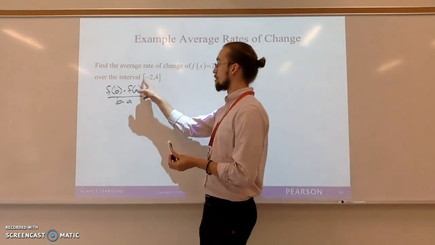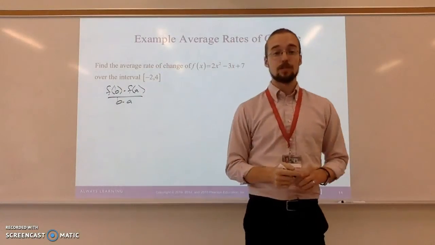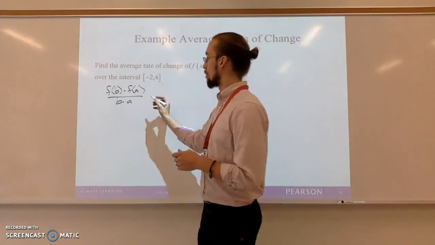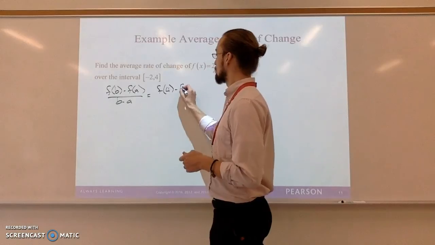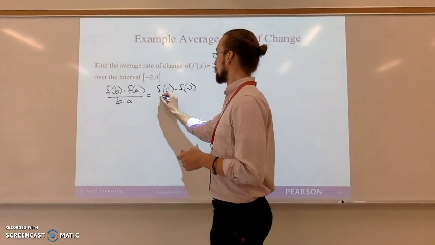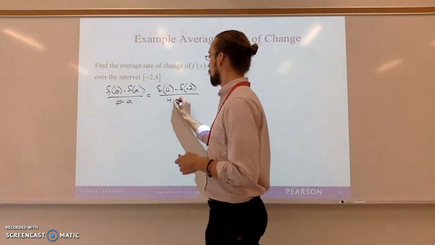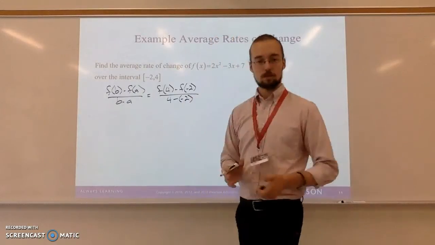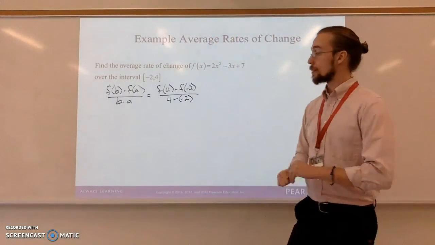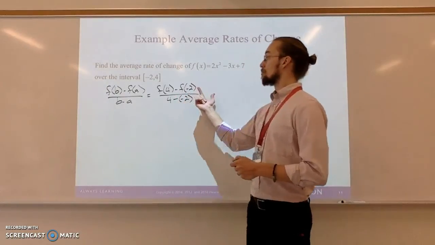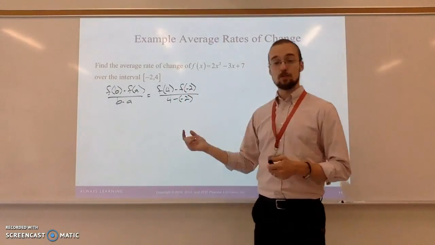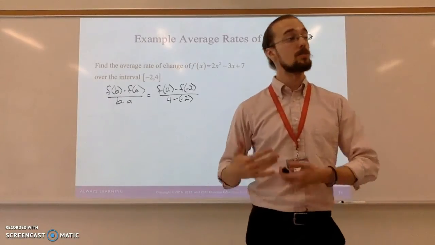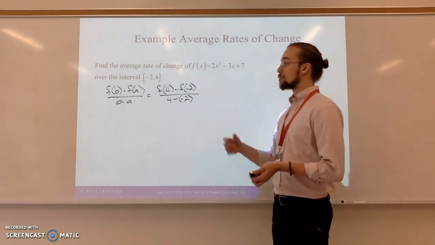So if I want to find the average rate of change from negative 2 to 4, what I'm finding is f of 4 minus f of negative 2 over 4 minus negative 2. Just like that. It does not matter if I switch the order. If I do f of negative 2 minus f of 4 over negative 2 minus 4, I will get the same exact answer. So let's evaluate each of these pieces.